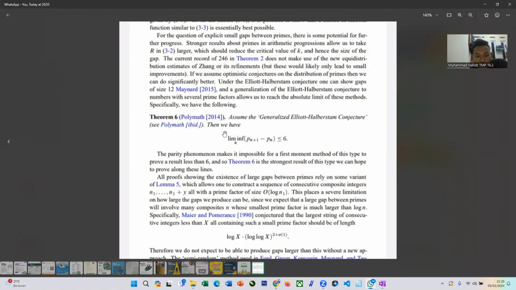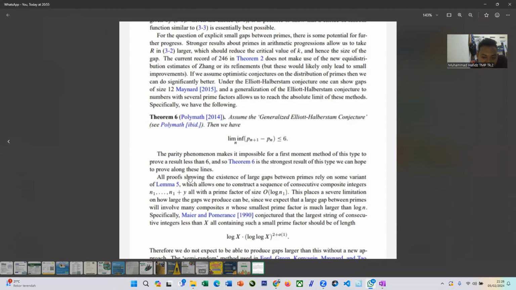Sorry, the formula is like this, and we can make it less than 6. So if we want to make this equation less than 6, we have a problem: the parity phenomenon. Professor Terence Tao wrote in the lecture like this: the parity phenomenon makes it impossible for the first moment method of this type to prove results less than 6. And so the theorem 6 is the strongest result of this type we can hope to prove along these lines.